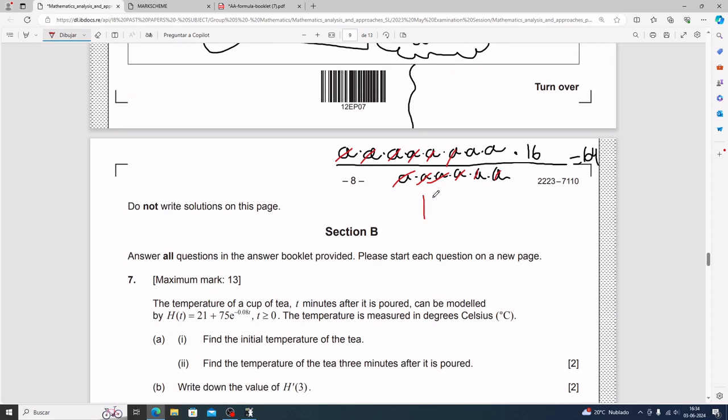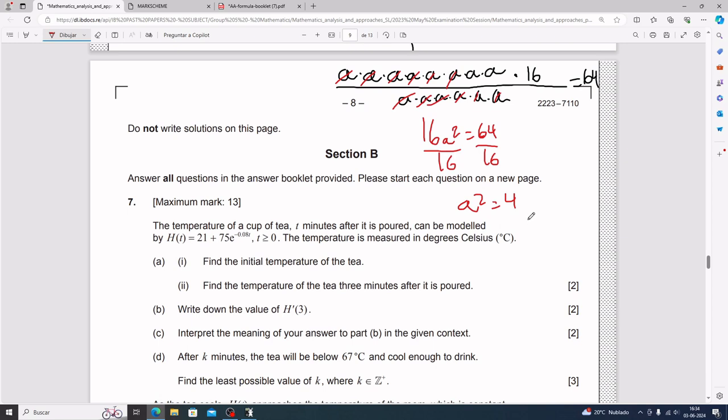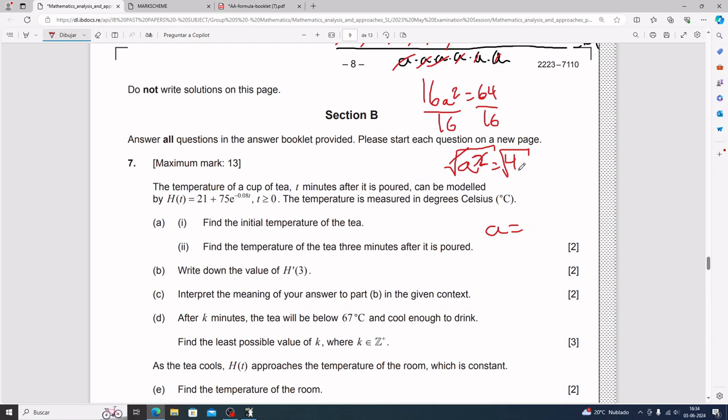So you end up with 16 a squared equals 64. Divide by 16, divide by 16. So a squared has to equal 4. And so from here, you look at that. I think you guys know how to do this. From here, you can do the square root in order to get rid of the squared, of course. So this goes away with this. You end up with a equals square root of 4, which is just 2.